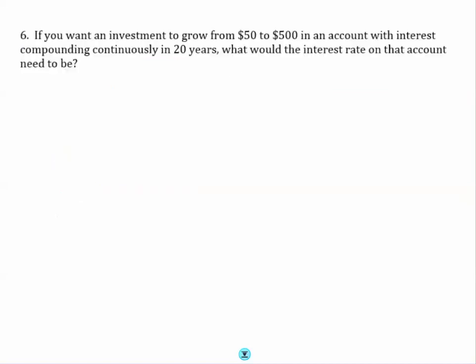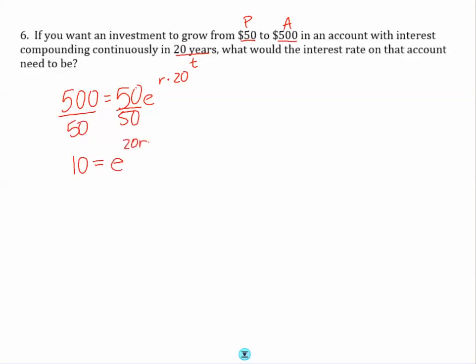One more example. If you want an investment to grow from $50 to $500 in an account with interest compounding continuously for 20 years, what would the interest rate on the account need to be? So 50 is our principal, 500 is our final value, and we're looking at 20 years. We're trying to find the rate. So first we need to divide both sides by 50. We get 10 equals e to the 20r.